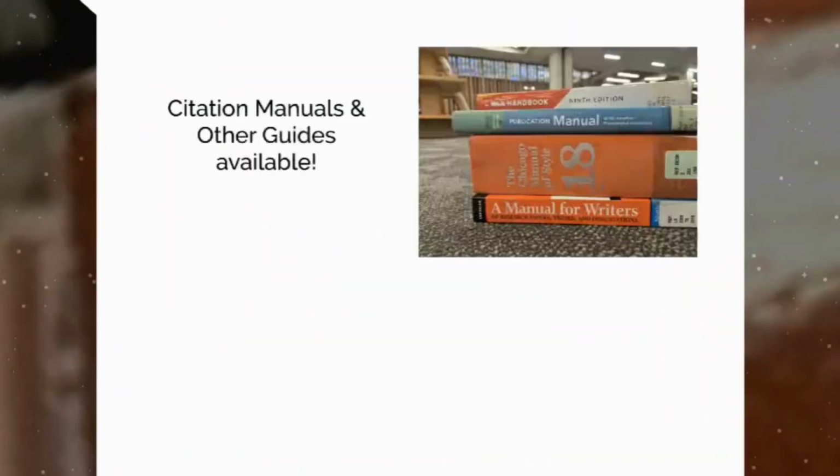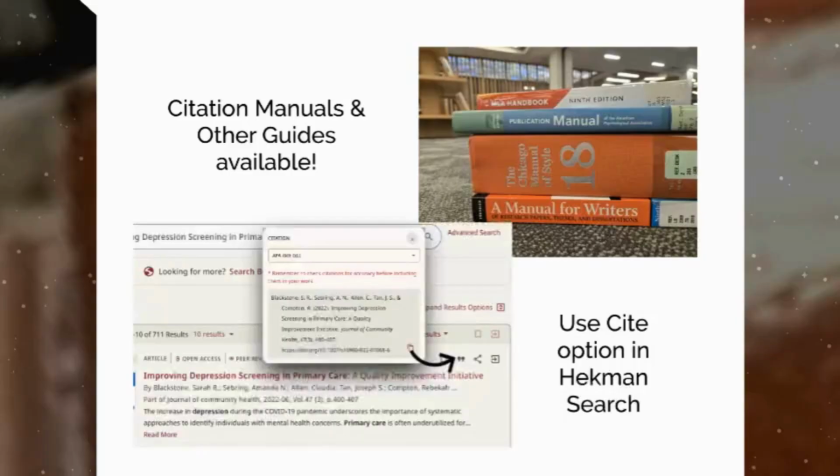Fortunately, citation style manuals are available for you to look up the exact rules. You don't have to have it all memorized. You can also use the cite function in our library search, and there are also many other quick guides you can look up online.